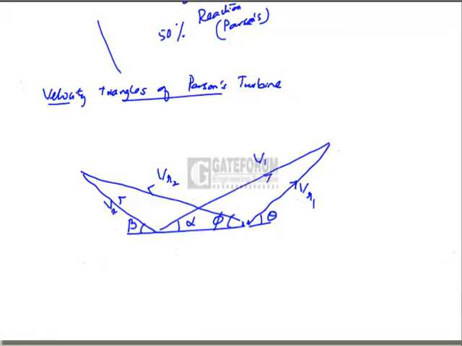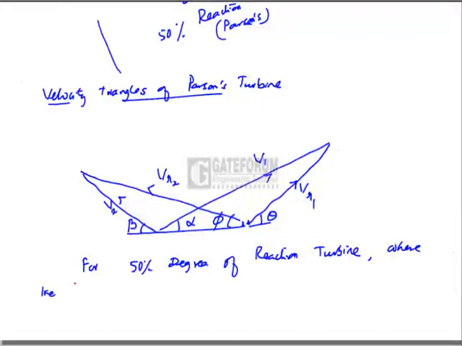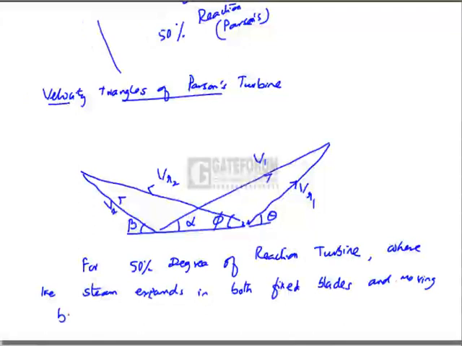We can say that for 50% degree of reaction turbine, where the steam expands in both fixed blades and moving blades, relative velocity of steam at exit is more than relative velocity of steam at inlet, because of which there is a reaction force.